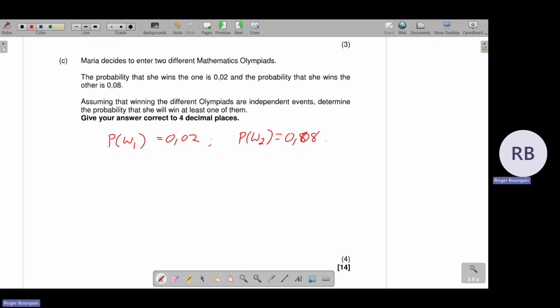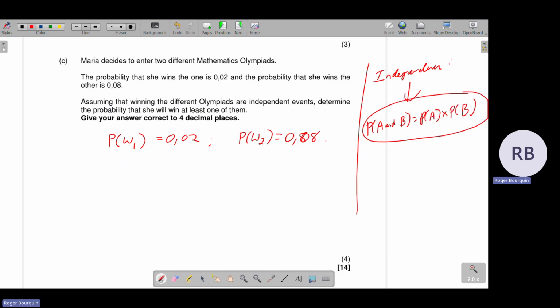When they're independent events, remember what independence means. A tree diagram is always independent events. Independent events means that the probability of A and B is equal to the probability of A times the probability of B. When they're telling you independent events, it's saying you can work out the probability of A and B by doing that.